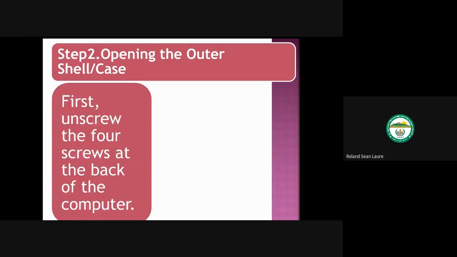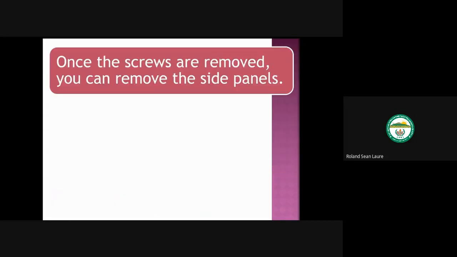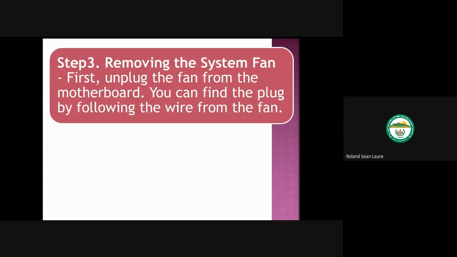Next, step 2, opening the outer shell or case. First, unscrew the 4 screws at the back of the computer. Next, once the screws are removed, you can remove the side panel. So, the side panel. Okay? Then, step 3. Please read, Hermosa.